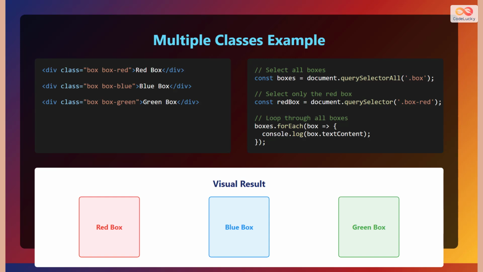Visually, each box will have a different background and border color based on its class. The red box is displayed with a red background and border. The blue box is displayed with a blue background and border. The green box is displayed with a green background and border.